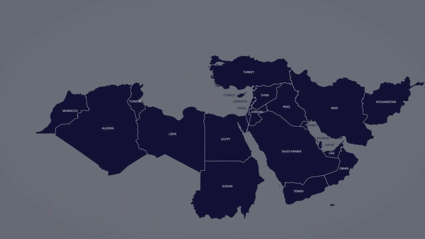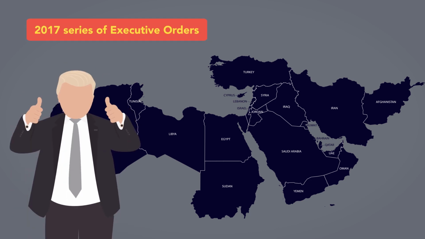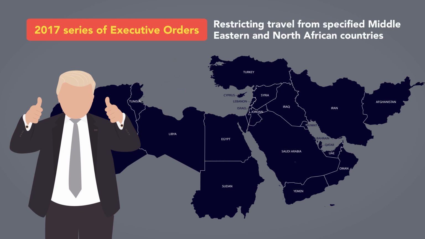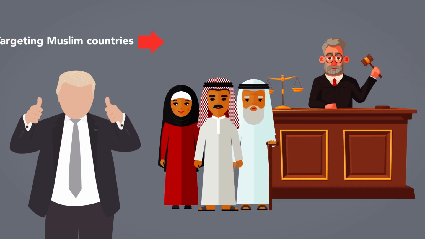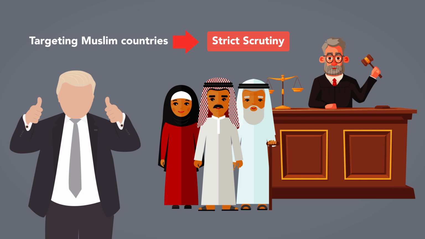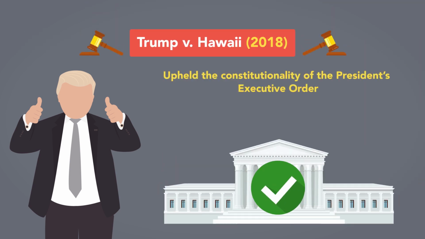A more recent example of the court's refusal to apply strict scrutiny concerned a 2017 series of executive orders that were issued by President Donald Trump restricting travel from specified Middle Eastern and North African countries. Dozens of lawsuits were filed, alleging that the travel ban targeted Muslim countries and should be subject to strict scrutiny analysis. In Trump v. Hawaii, though, the Supreme Court upheld the constitutionality of the president's executive order. In doing so, the court did not employ strict scrutiny to the claimed violation of the Equal Protection Clause.